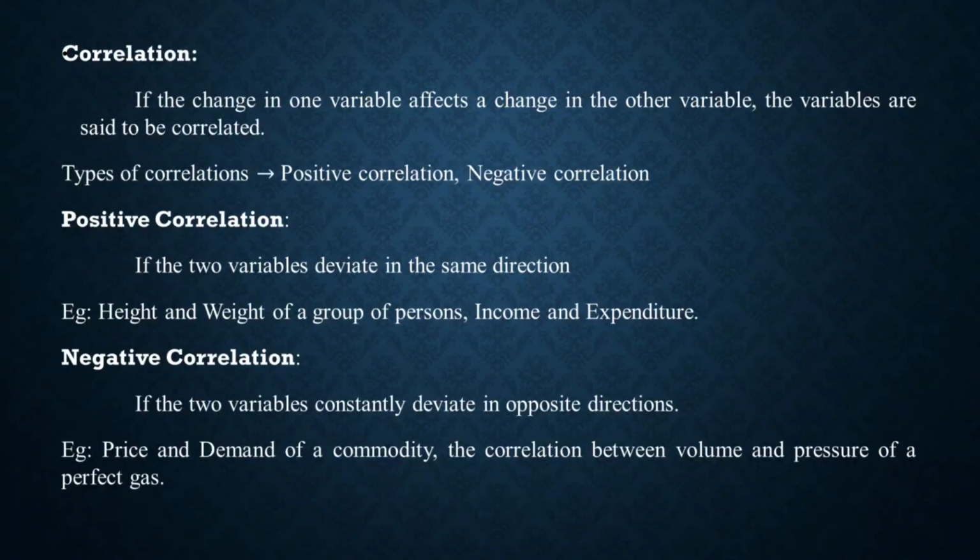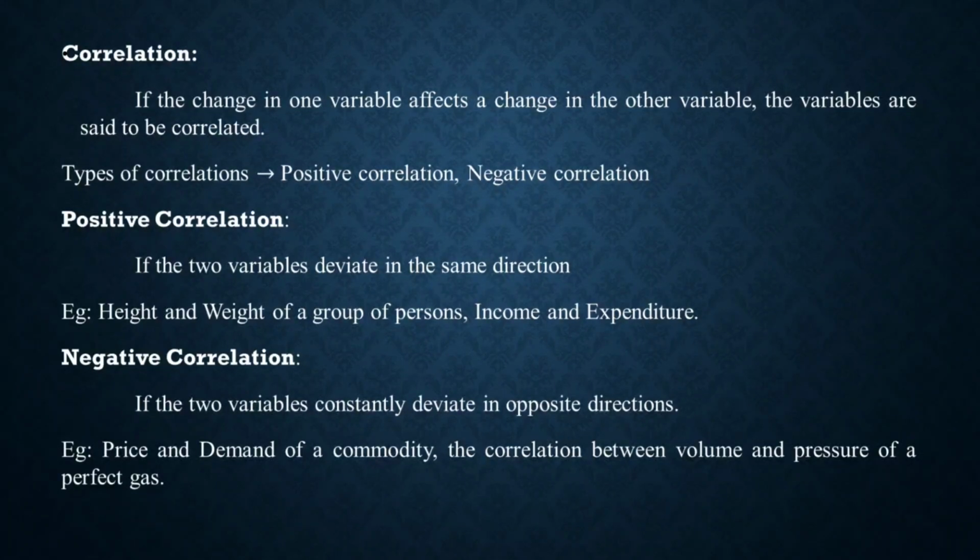First, let us see what is correlation. If the change in one variable affects a change in the other, then the variables are said to be correlated. We have two types of correlations, that is positive correlation and negative correlation. Positive correlation means if two variables deviate in the same direction.